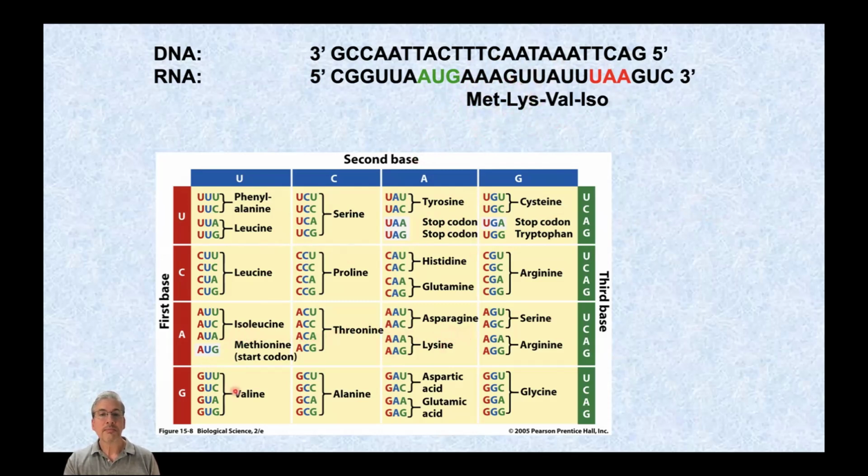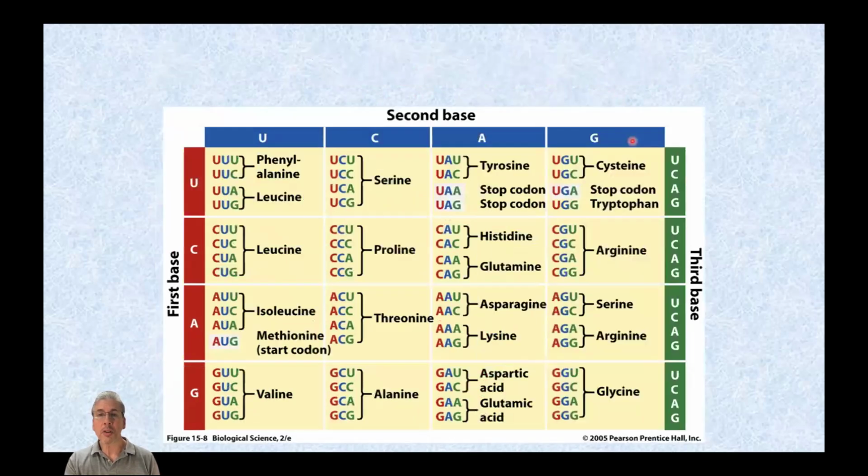GUU, that gives us valine, so there's VAL. AUU, that gives us isoleucine, and then our stop codon. So this sequence would be transcribed and translated into this sequence of amino acids. So that's how the genetic code works.